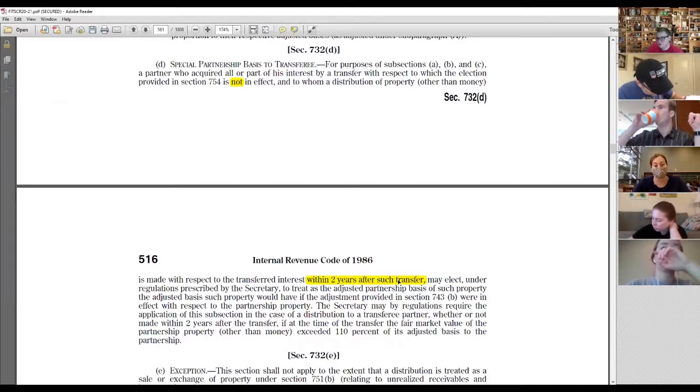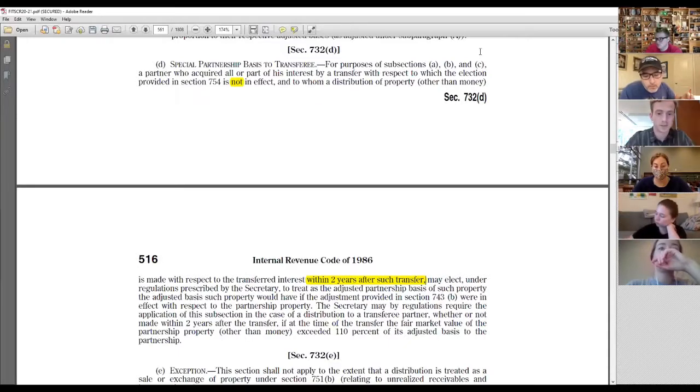Again, it has to be you buy the interest, and then within 2 years, you receive a distribution of property, not cash. Cash has a basis equal to face, so that's never going to be an issue. But a distribution of property other than cash, then you have this opportunity to make the election. And this is actually, you can make the election or not on a property. If you get distributed multiple pieces of property within 2 years, you can make the election for one and not for the other.